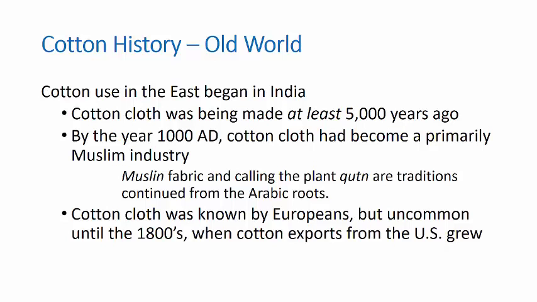Fast forward, so 5,000 years ago would be around 3,000 BC. Fast forward to only 1,000 years ago. Okay, so that's the turn of the last millennium, 1000 AD. Cotton cloth is being used a lot by Arabic countries, and so it's a primarily Muslim industry. Okay, and that's particularly interesting because there's a kind of fabric called muslin that still exists, and we still use it, and it's made from very fine cotton.